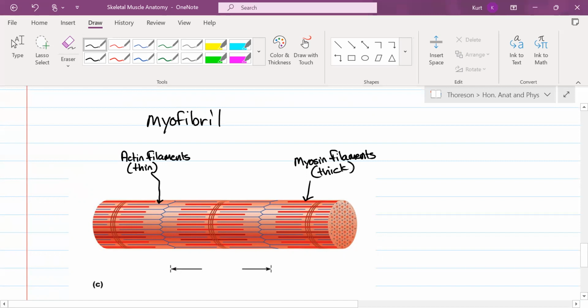Here's how I remembered which one was which when I was in high school. Which word is a bigger word, actin or myosin? Thicker word. Myosin is a thicker word. They represent the thicker filaments. Okay.